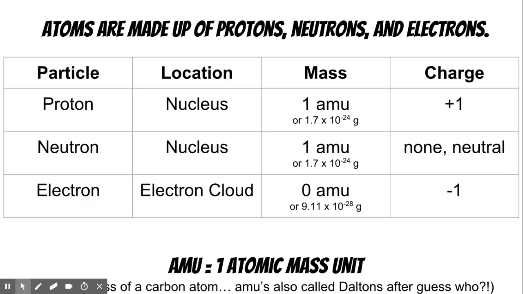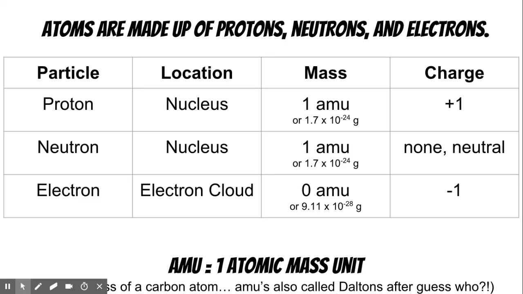We have protons located in the nucleus of an atom with a mass of about 1 AMU, and each proton has a positive 1 charge. Neutrons are also located in the nucleus. They also have a mass of about 1 AMU, and they don't have a charge. And then we have our electrons. They're located in the electron cloud, so outside of the nucleus, and they have a mass that's so small that we say they have a mass of 0 AMUs. Each electron you have carries a negative 1 charge.